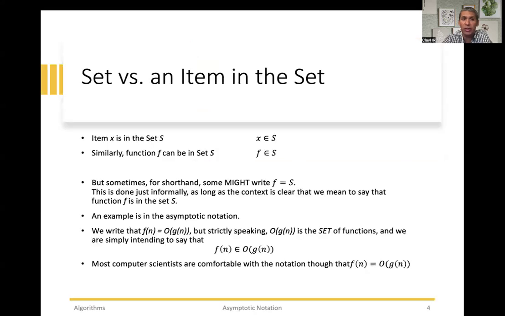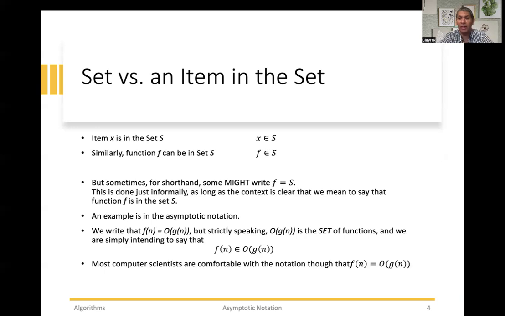Today though, we're going to be just talking about this concept of a set versus an item in the set. As alluded to in the original video as well, normally we have a set S, and within that we can have an item X. So we write it as X is contained in the set S. Now the set S can also be a set of functions, and a function F can be in the set S. We would simply write it as F is contained in set S. However, sometimes for shorthand, we might write F is equal to S. This is just done informally, as long as the context is clear that we mean to say that the function F is in the set S.